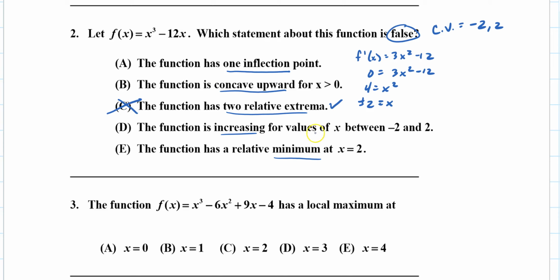We don't know yet if it's increasing between -2 and 2, but we've got some other things to check. So I'm going to also find the second derivative, which is just going to be 6x. I set that equal to 0, and I get an inflection point at x equals 0. So that's an inflection point. And so the function has one inflection point. That's also true, so A's out. I don't know if it's concave upward or not. And I still don't know if it's increasing or if it has a relative minimum at 2.